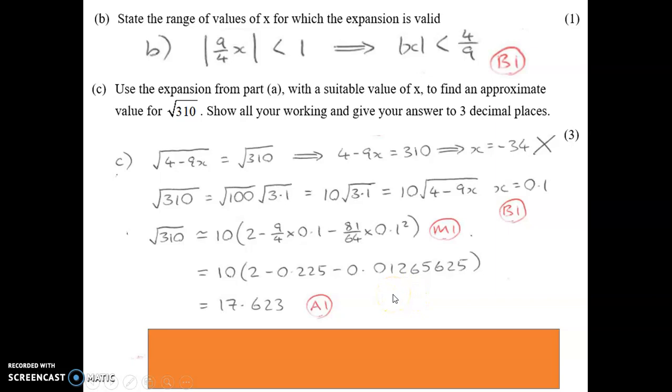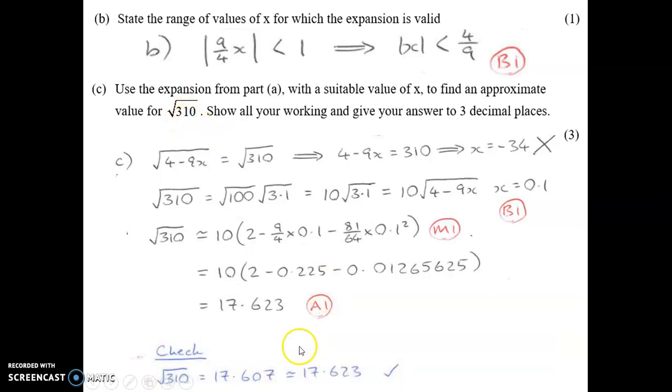There is a way to check these, because in fact it's quite easy to check, because obviously this is an approximation of this, so you can just put this in your calculator, which comes out to be 17.607, and check that it's relatively similar, which these are fairly similar, so that would suggest we're on the right path. We've got that right. And that's it for that video.